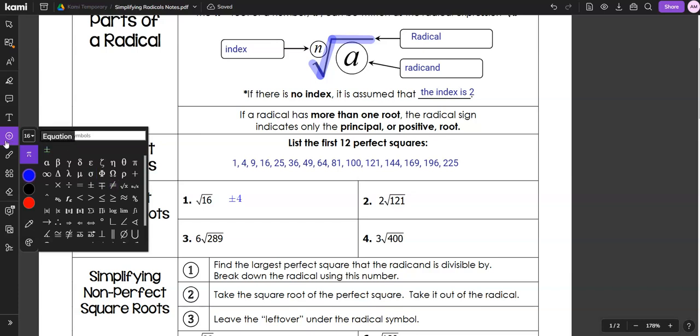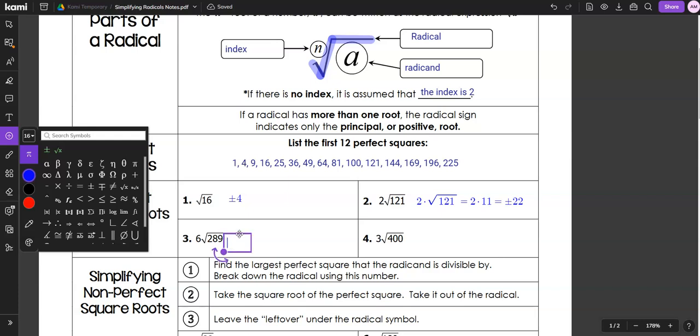Now number 2 says 2 times the square root of 121. So what we're going to do is make this 2 times the square root, and that is over here in our symbols, of 121, and that's going to be equal to 2 times 11. The square root of 121 is positive or negative 11, which means that our answer is going to be either positive 22 or negative 22. Now on assignments, I am perfectly okay with you leaving them as positive, and in fact from now on I will be leaving them as positive.